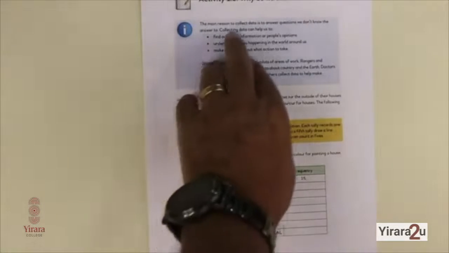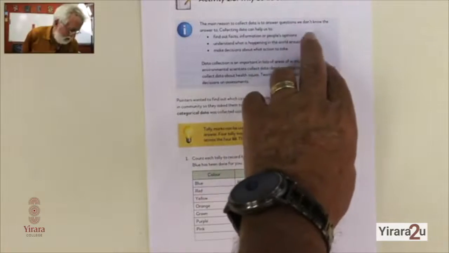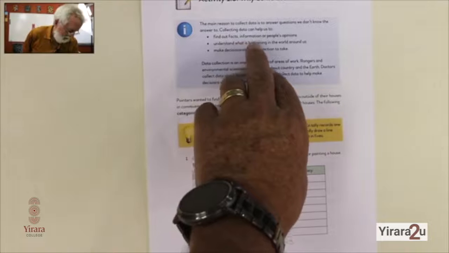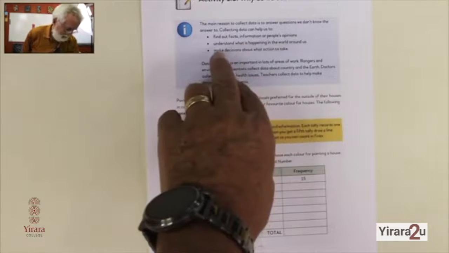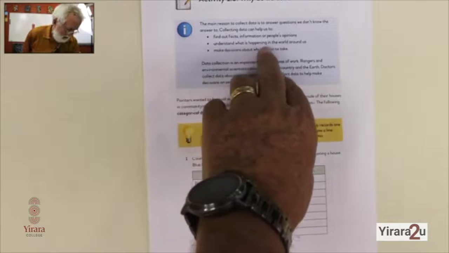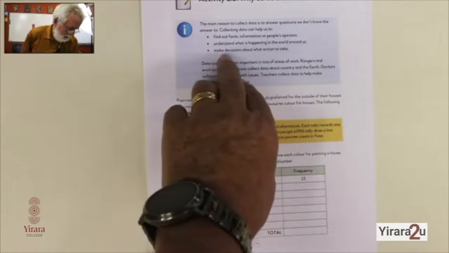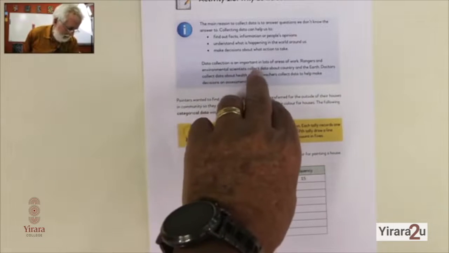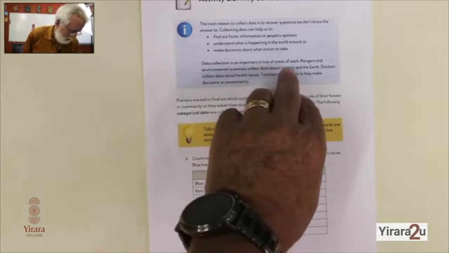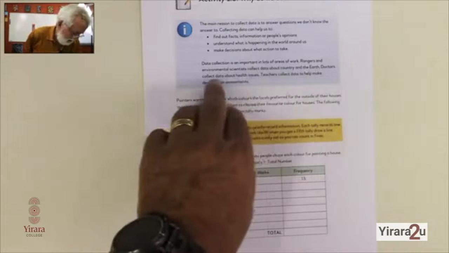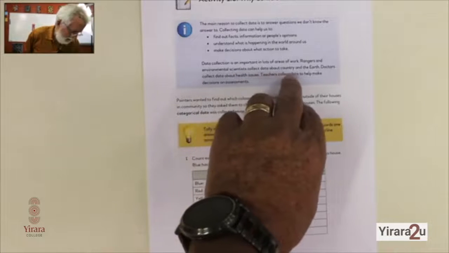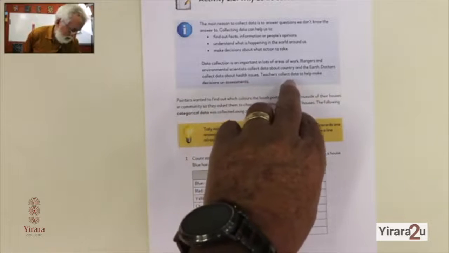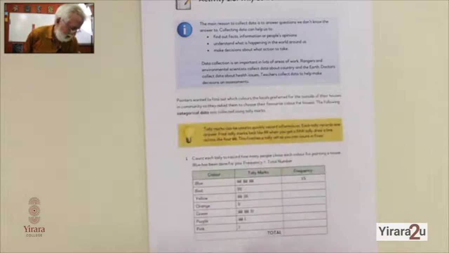It says the main reason we collect data is to answer questions we don't know the answer to. Collecting data can help us to find out facts, information, or people's opinions. It can also help us to understand what is happening in the world around us and make decisions about what action to take. Data collection is important in lots of areas of work. Rangers and environmental scientists collect data about country and the earth. Doctors collect data about health issues. Teachers collect data to make decisions on assessments.